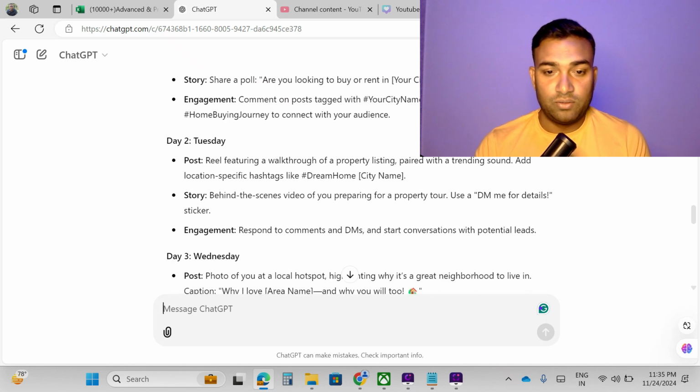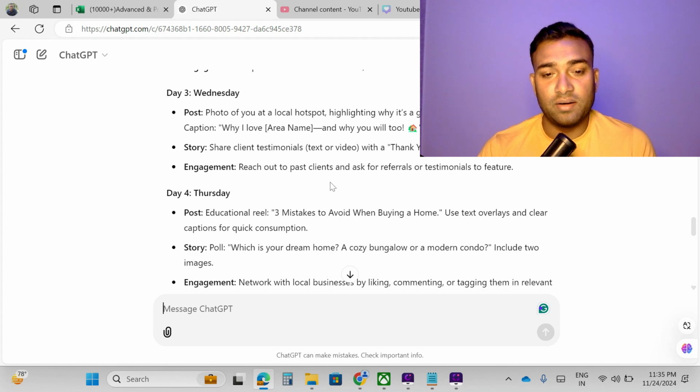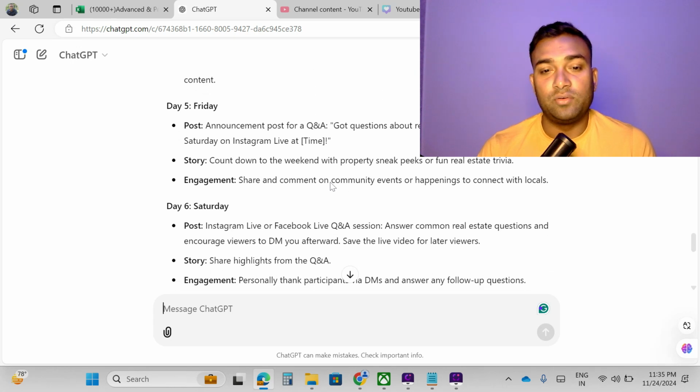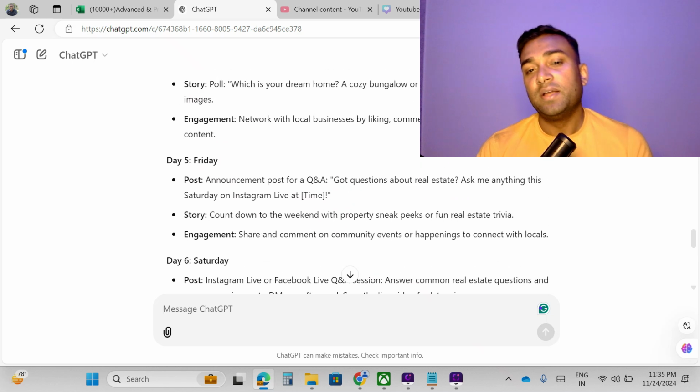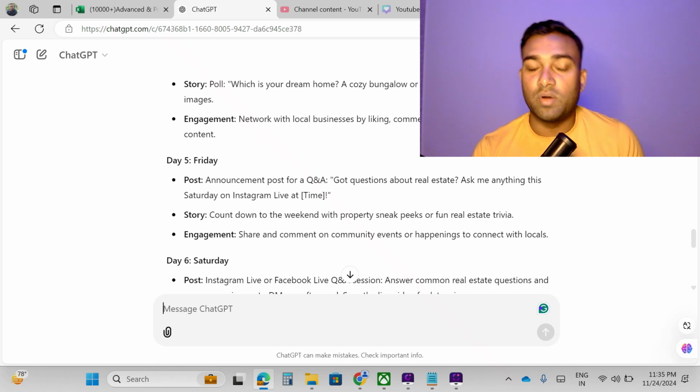Day two I will do the same things, but the post will be a different type, the story will be a different type, and the engagement type might be different. Then day three, again post, story and engagement, but different kinds of things to test. Day four also the same, with a different kind of post, story and engagement. Day 5, day 6, day 7 likewise it will continue. If you tell ChatGPT, give me the next week plan, it will give you the next week plan. If you tell it, give me the 1 month plan, it will give you the 1 month plan.